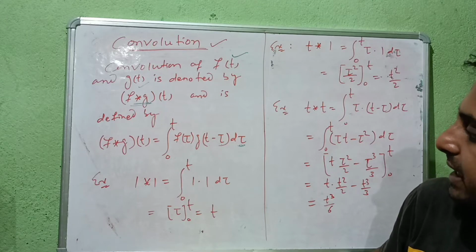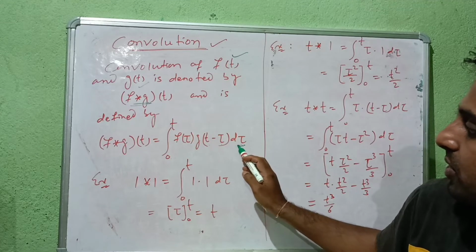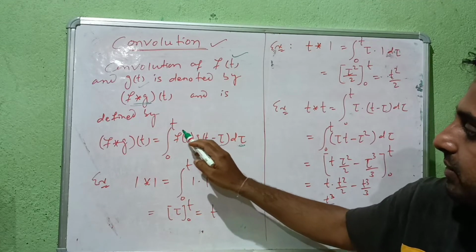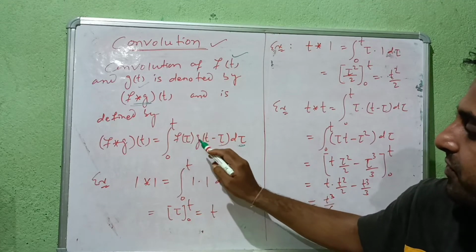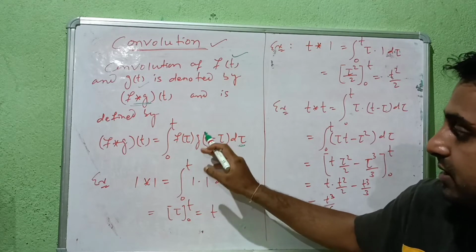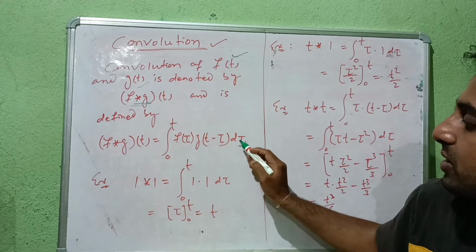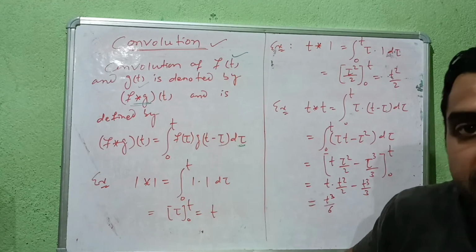When we integrate with respect to tau, just note that because t is the upper limit, we have to consider t as constant. After putting the formula, we have to integrate with respect to tau, so consider t as constant at the time of integration.